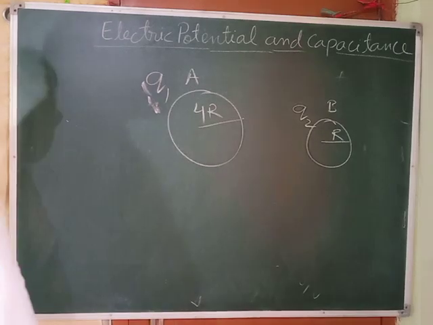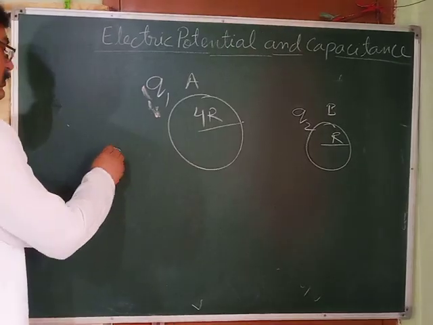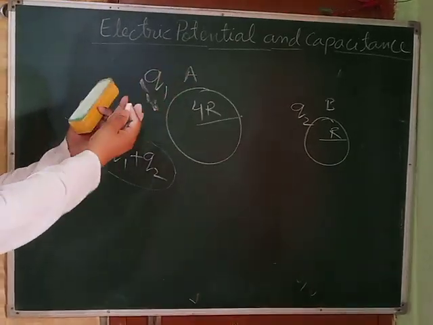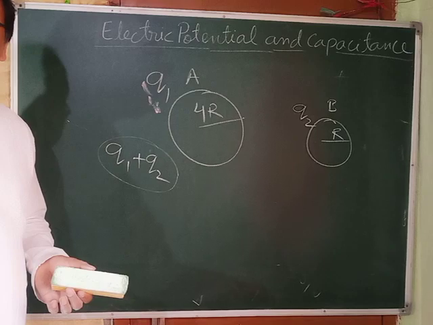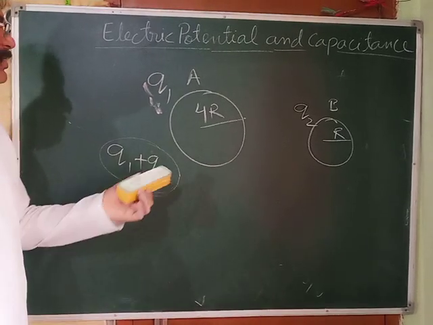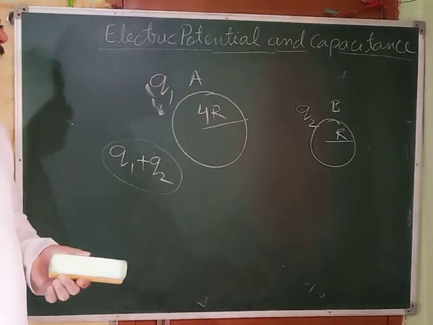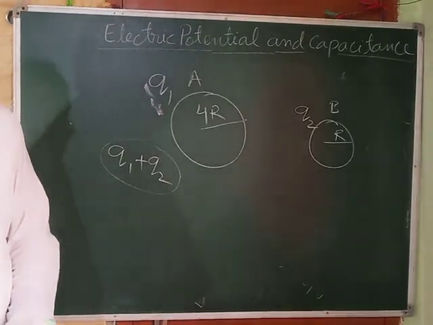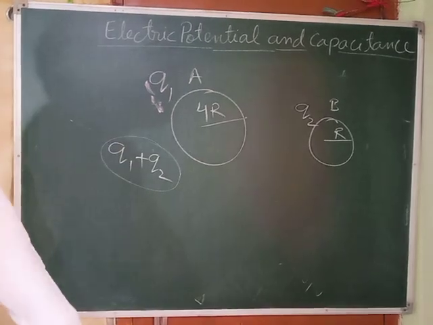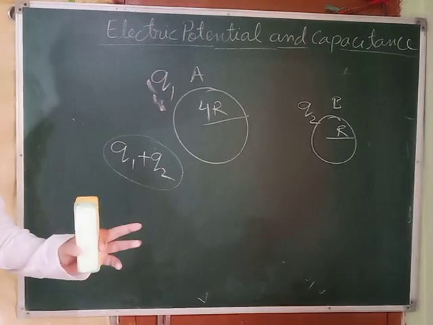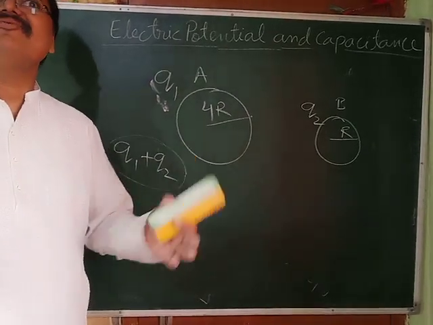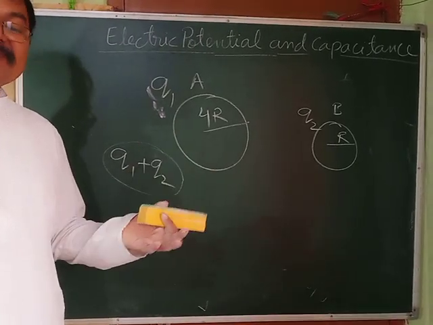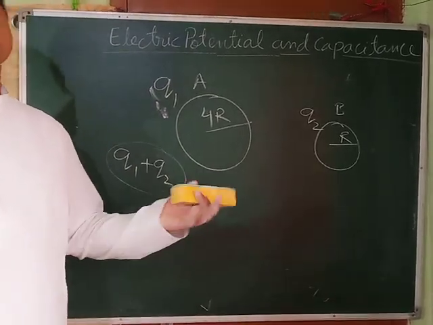Now how will this charge get distributed? Let's see. Total charge is how much? q1 plus q2. This will get distributed among them when you bring them nearer and touch them, bringing them in contact. Then how will this charge get distributed? See, it will get distributed according to their capacitance, such that both have the same potential. Otherwise, we know that charge will flow from higher potential to lower potential, and will continue to flow till both achieve the same potential, because once the potential is the same, no charge will flow.